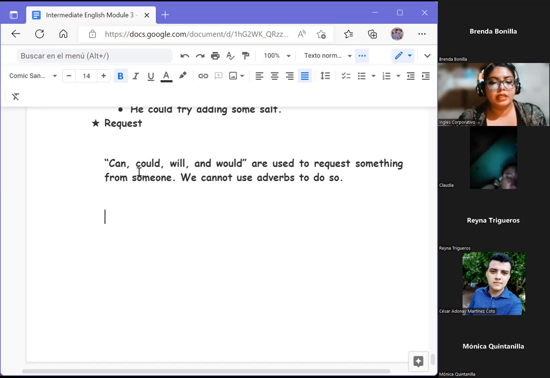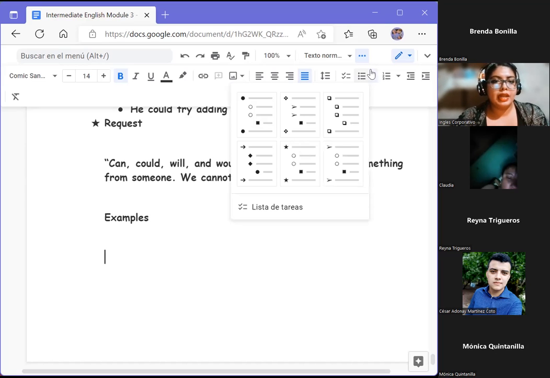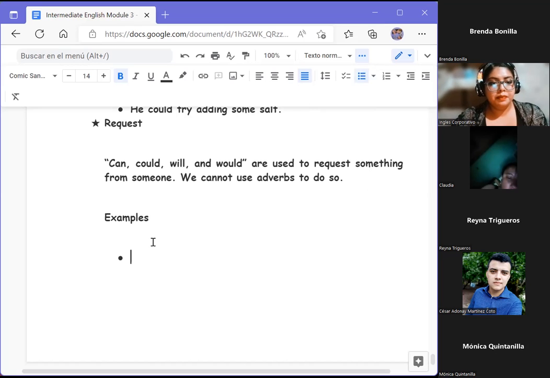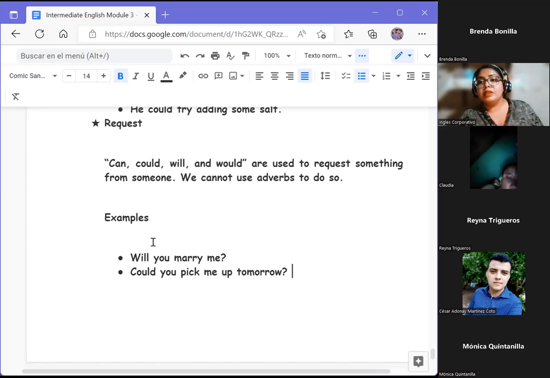So in this case, we have two examples. And we have the first one, and it says, will you marry me? ¿Te casarías conmigo? And the second one, could you pick me up tomorrow? ¿Podrías recogerme mañana? So in that case, we are requesting something.